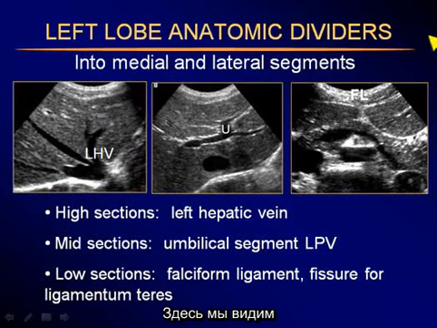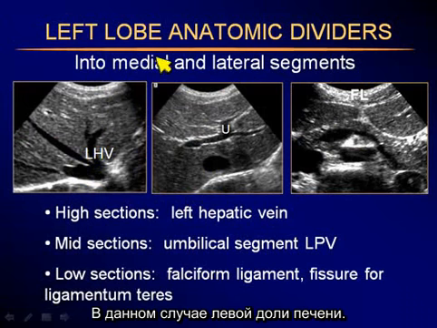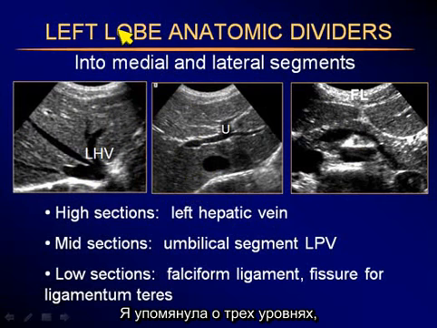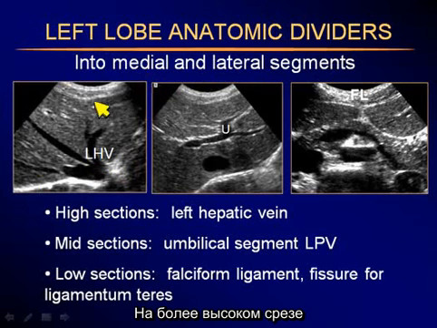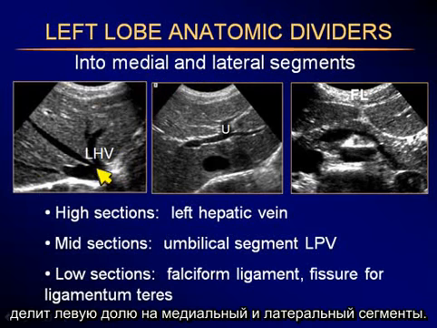So here we have our subdivisions, in this case of the left lobe. I've already mentioned 3. I'd like to put them all together for you. So we have dividers of the left lobe into medial and lateral segments. High up on high sections, it's the left hepatic vein that divides the left lobe into medial and lateral segments.